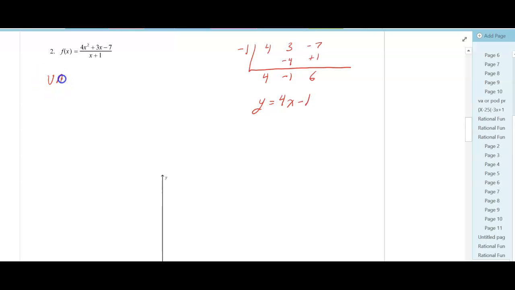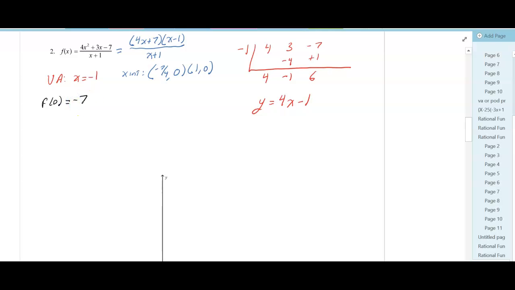The vertical asymptote is x equals negative 1. I'm going to factor this function. If you're not good at factoring, you always could use the quadratic formula. So this factors into 4x plus 7 times x minus 1. So the x-intercepts are going to be (negative 7/4, 0) and (1, 0). The y-intercept, so if we find f of 0, we're going to get negative 7.